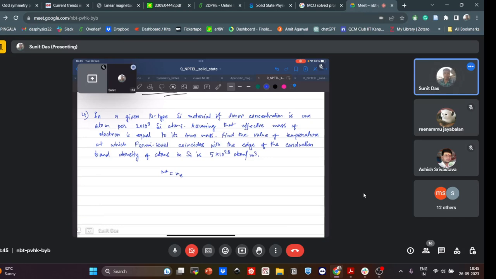Okay, and yeah, so this is the discrete information. Given the density of atoms in silicon is 5 into 10 to the power 28.